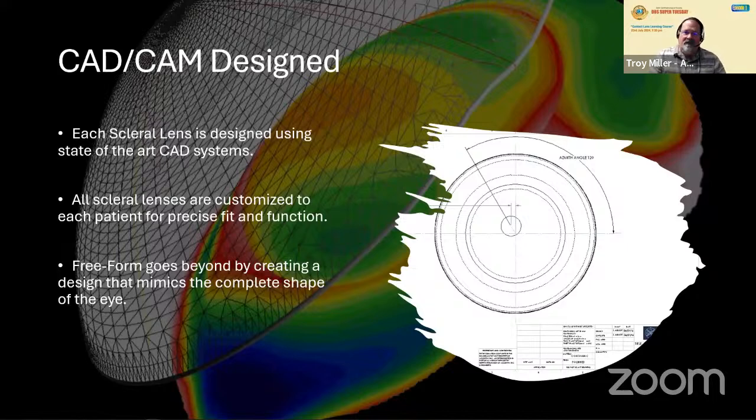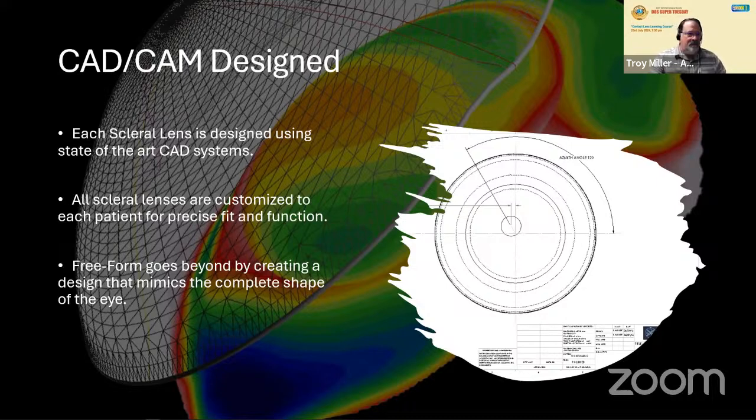The biggest advancement we had, other than the materials themselves providing more oxygen for the health of the eye, are the CAD systems and CAM systems available to manufacturers. Each scleral lens is designed using state-of-the-art CAD systems. Most of those CAD systems are three-dimensional, so we have the capability of forming a lens on the screen in the computer prior to even manufacturing the lens. So that allows all kinds of freedom in what we're going to do with final design.